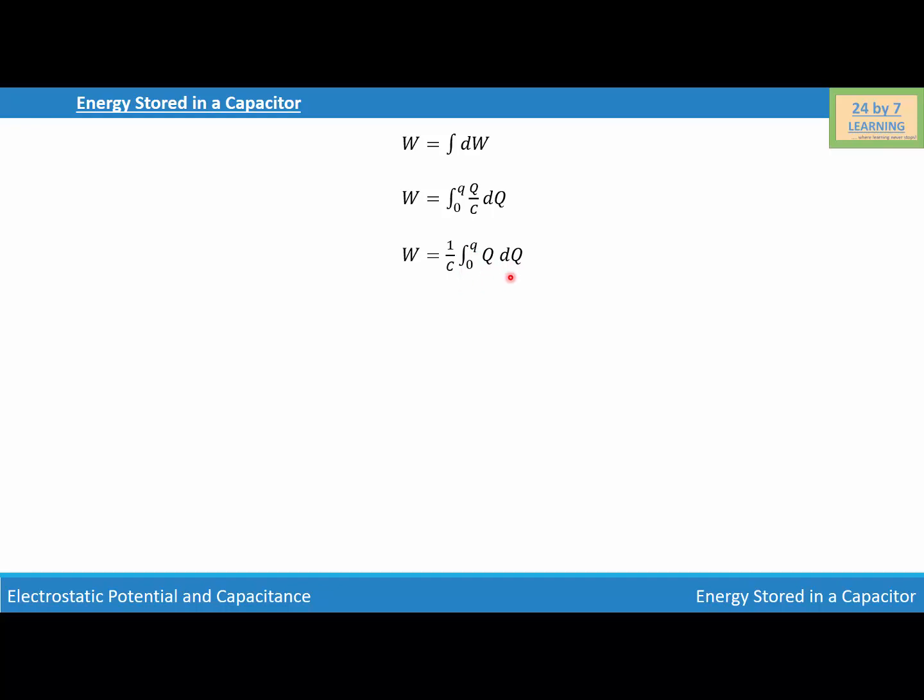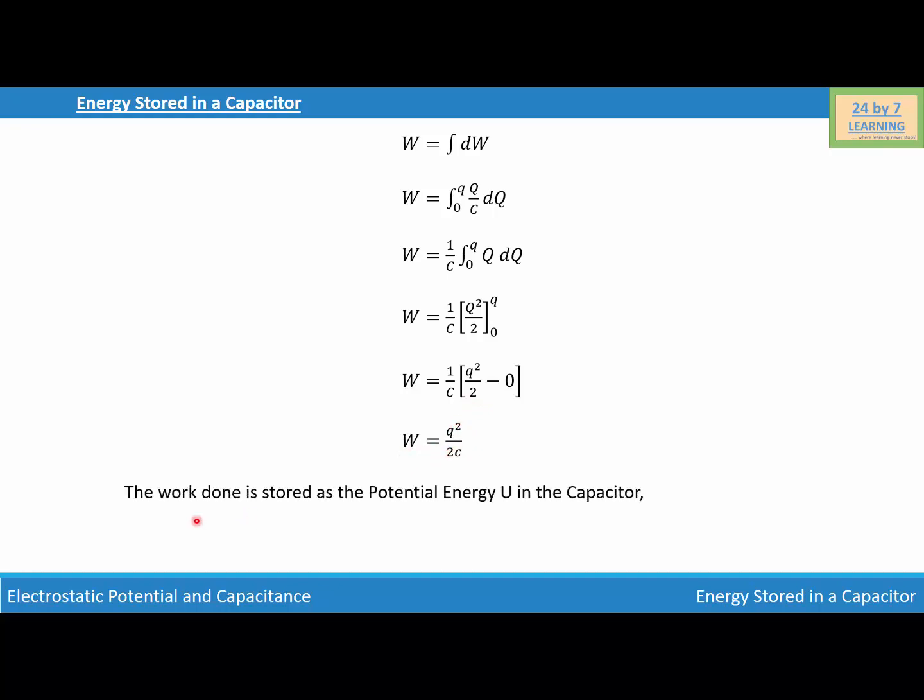Now let's integrate, and if we do that, we have W is equal to 1 over C times Q square over 2, with lower limit 0 and upper limit Q. Now let's substitute the lower limit and upper limit, and if we do that, we will get W is equal to 1 over C inside the bracket Q square over 2 minus 0. Let's simplify further, and if we do that, we will get W is equal to Q square over 2C.